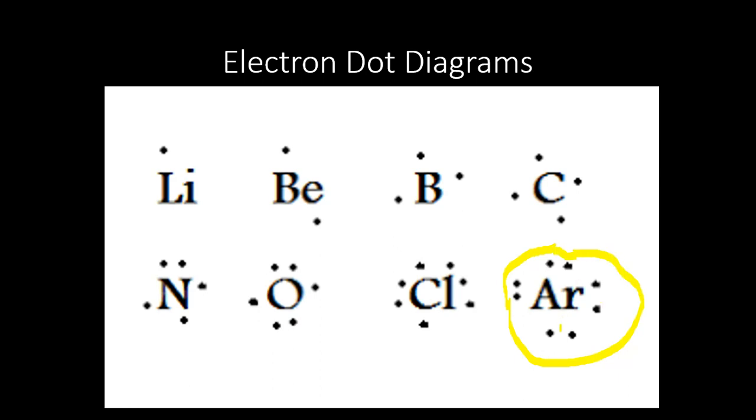So this here is argon. It's a noble gas. It has 8 valence electrons, which tells you that this is a noble gas and that it is stable. But you will never draw more than 8 dots for your dot diagram. So that's an important rule to not forget.